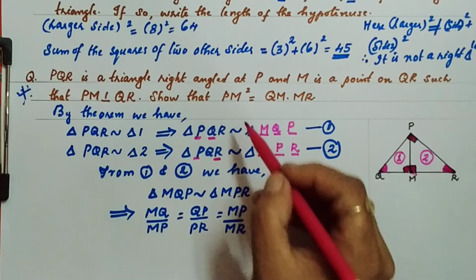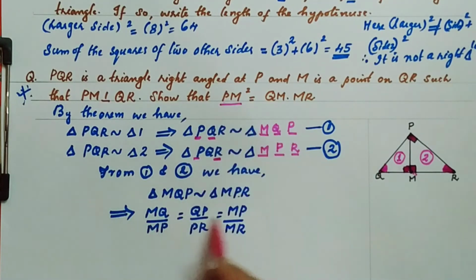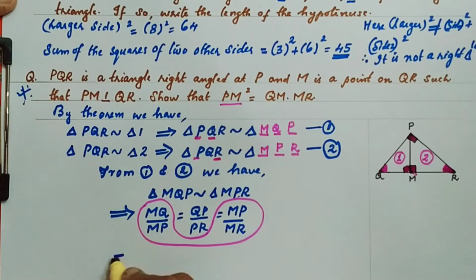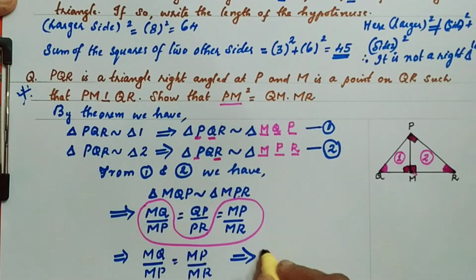Now, what you want to prove? You need to prove PM square. From this ratio, how you get PM square? If you equate the first and last, you get PM square. Which implies MQ by MP equals MP by MR, equating the first and last. Cross multiply, you get MP square. MP square is the same as PM square equals MQ into MR. MQ is the same as QM into MR. Hence proved.